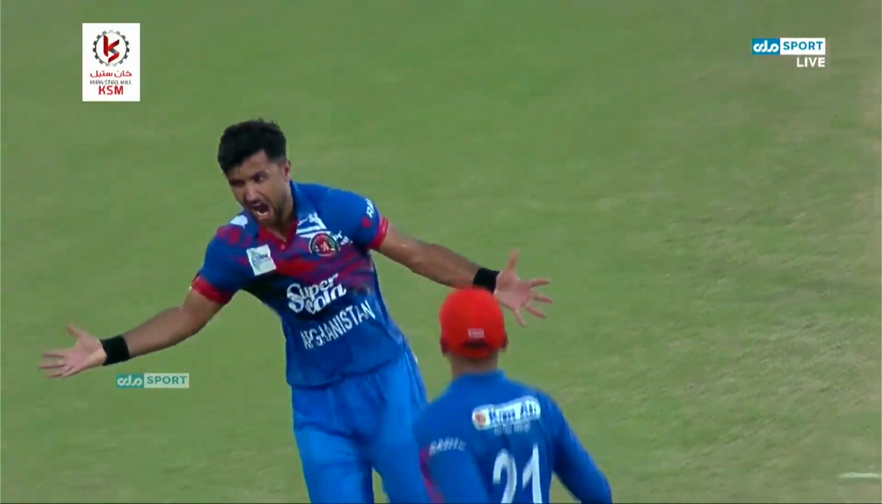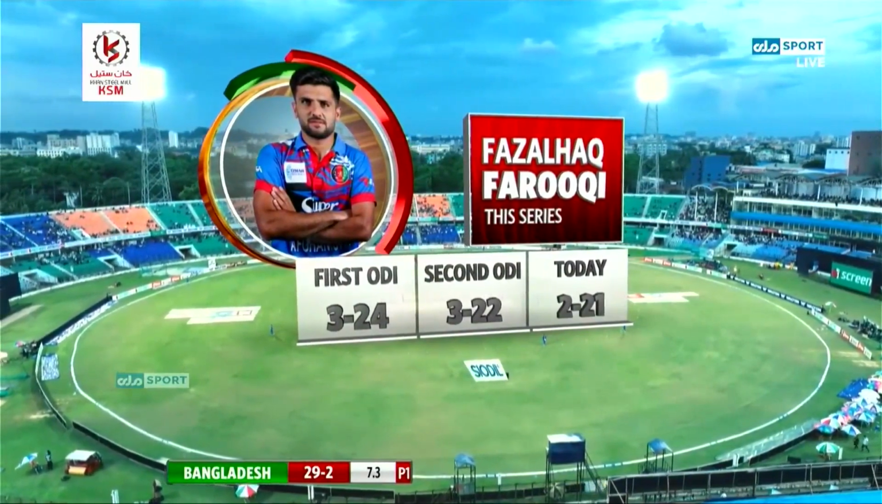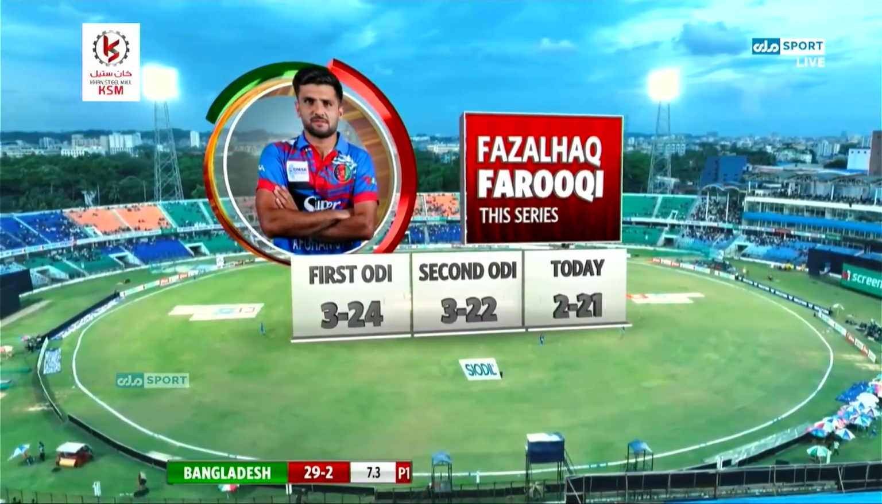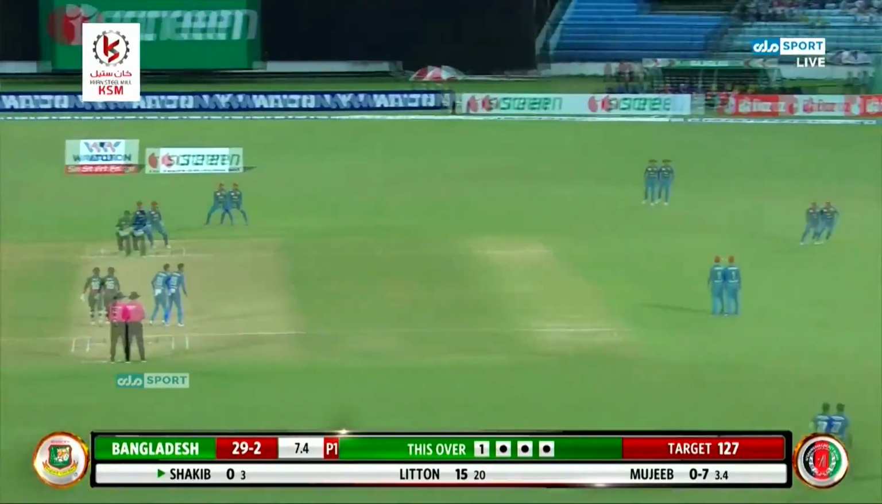Shanto, a few. 60 for one or 60 without loss. Farooqi's series has been an incredible one. He must be right up there for player of the series. Four.